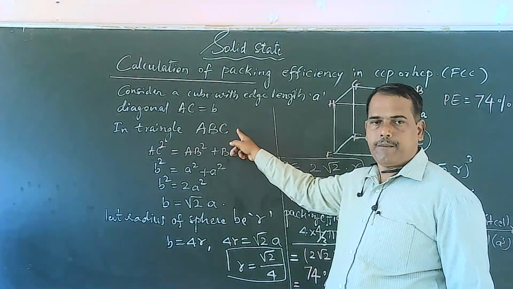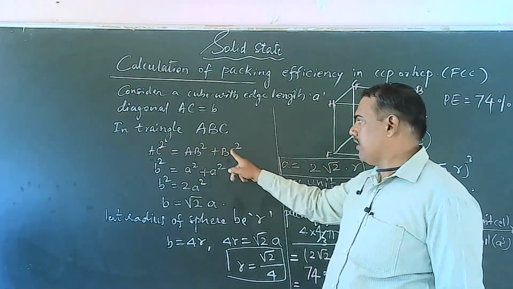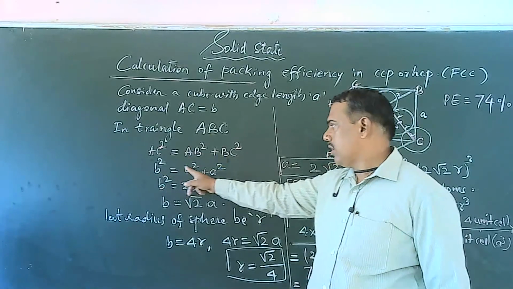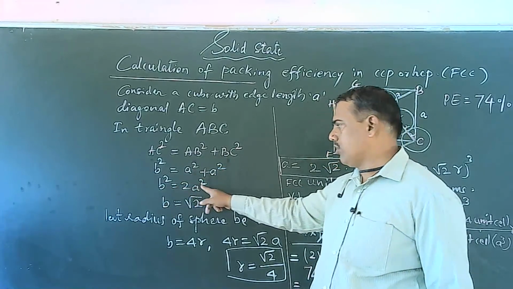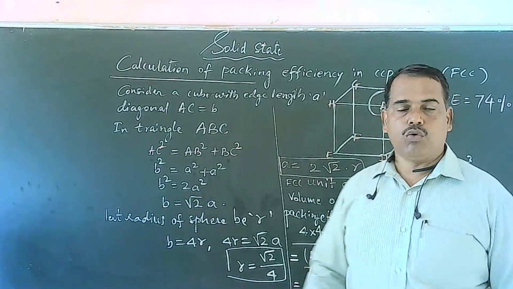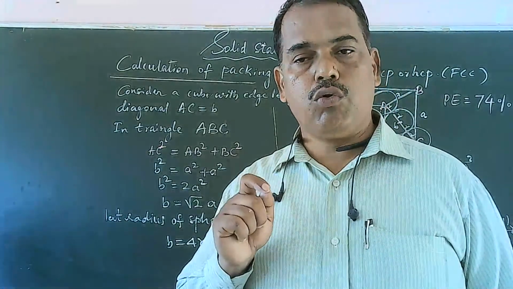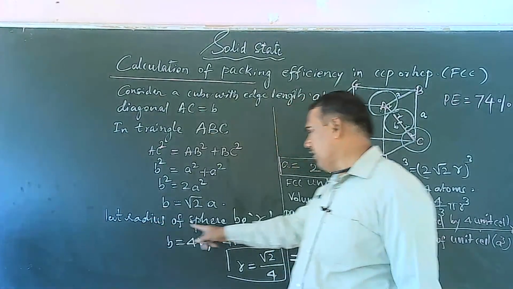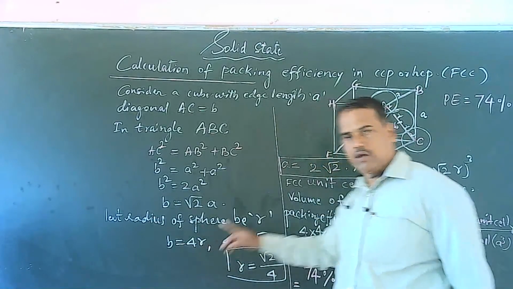Then in the triangle ABC, AC square is equal to AB square plus BC square. B square is equal to A square plus A square, and B square is equal to 2A square. Then B is equal to root 2 A. Are you clear? B is equal to root 2 A. Then say the radius of the sphere is R. Therefore B is equal to 4R.